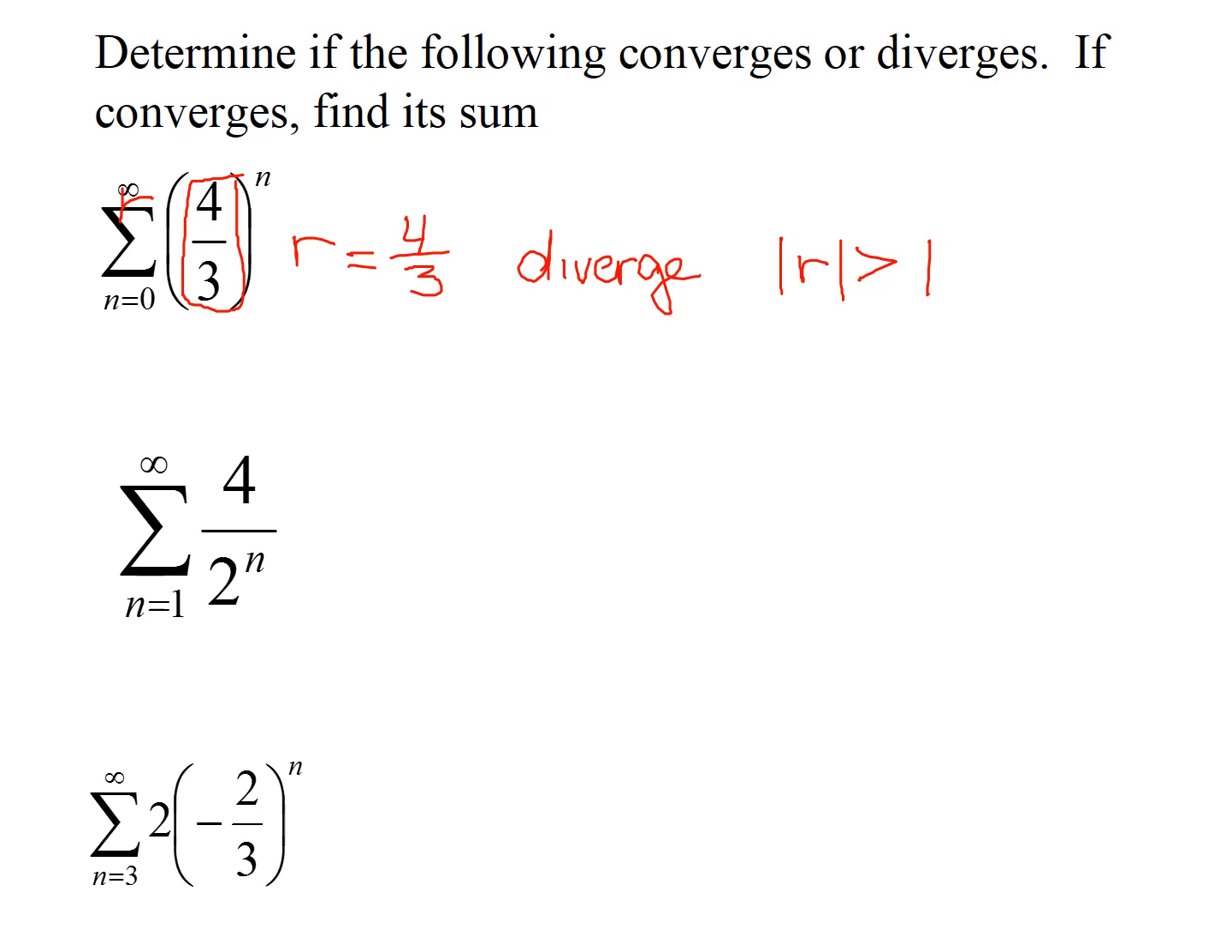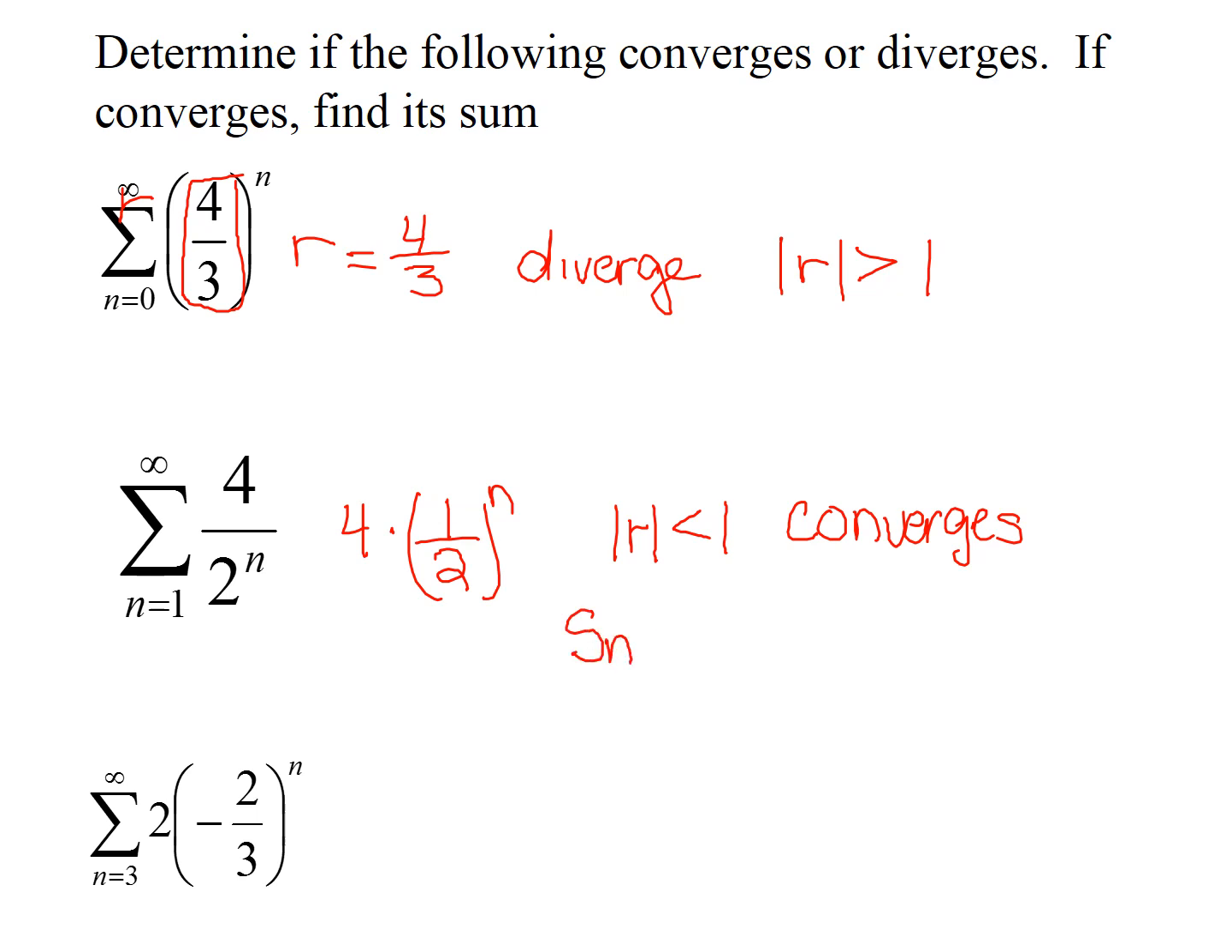We could write this as 4 times 1 over 2 raised to the nth power. Okay? And once we write it like this, we see that our absolute value of r is less than 1, so therefore this converges. Now the question becomes, what does it converge to? So to find the sum is equal to a over 1 minus r.